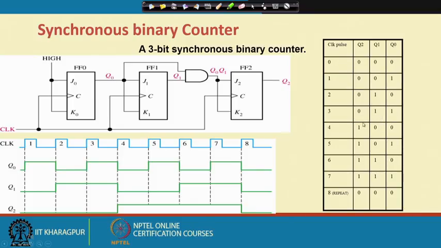As far as Q2 is concerned, Q2 should make a transition when Q0 and Q1 both are equal to 1. Here Q0 and Q1 both are equal to 1, so at the next time it makes a transition to 1 and they become 0, that is a different thing.